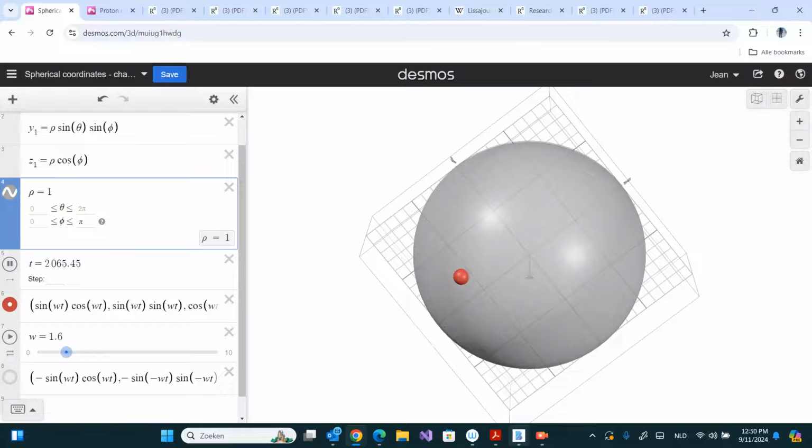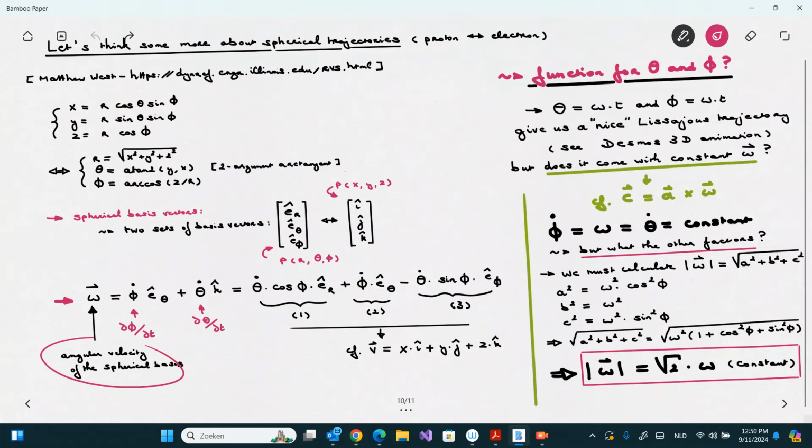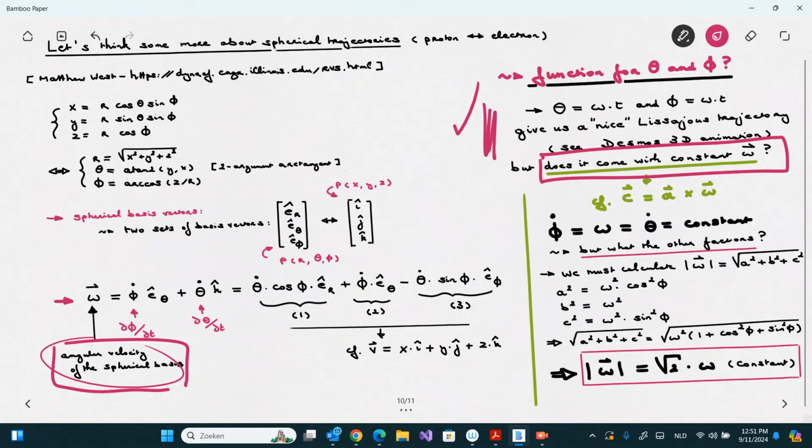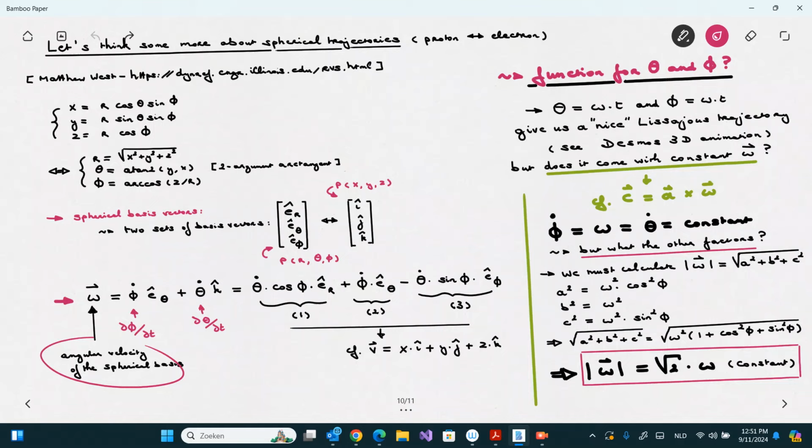So we need to go, where am I in my bamboo book here? Yeah. So I said it gives this. I implemented it, it gives us what I call a nice Lissajous trajectory, and you can look it up. So this Desmos 3D looks all right, but does it really come with a constant angular velocity? I must immediately say this is the angular velocity of the spherical basis, but if we take a larger sphere, then we just have to multiply with r. So if I can prove that the angular velocity for the spherical basis remains constant, then I'm fine.